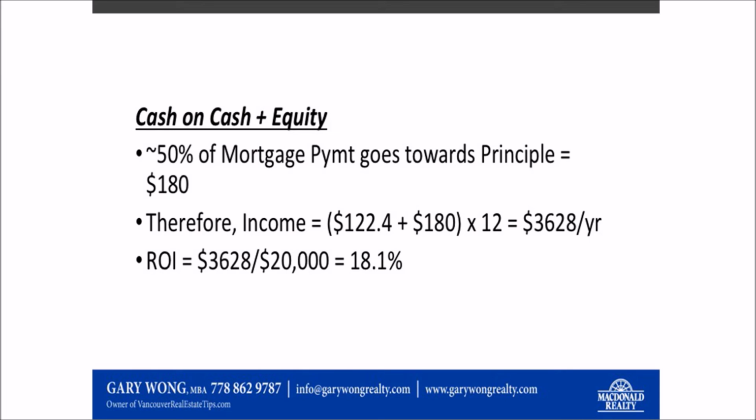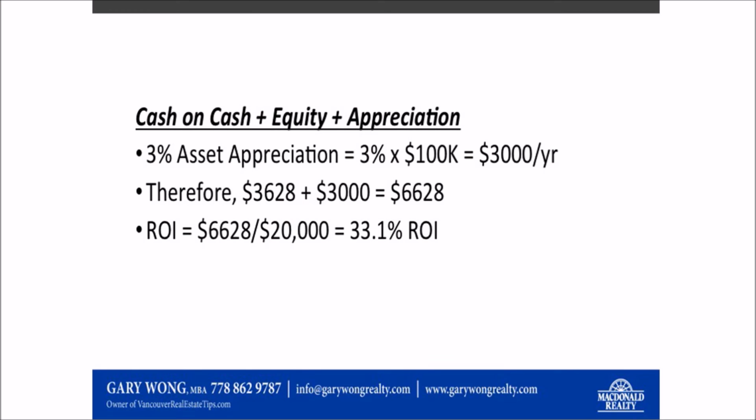So, better than your 7.3%. 18.1%. So that's if your property never goes up in value. Let's say it stays the same. But here, cash on cash plus equity plus appreciation. So let's say it goes up 3% a year, which is approximately inflation. Okay? So let's say asset appreciation of 3%. In this market, condos go up like 10 to 15%, houses 25 to 30. But in a normal market, you're looking at condos maybe 5 to 10% in good areas, or 3 to 5% in bad areas. But let's just say 3%, just to be conservative.